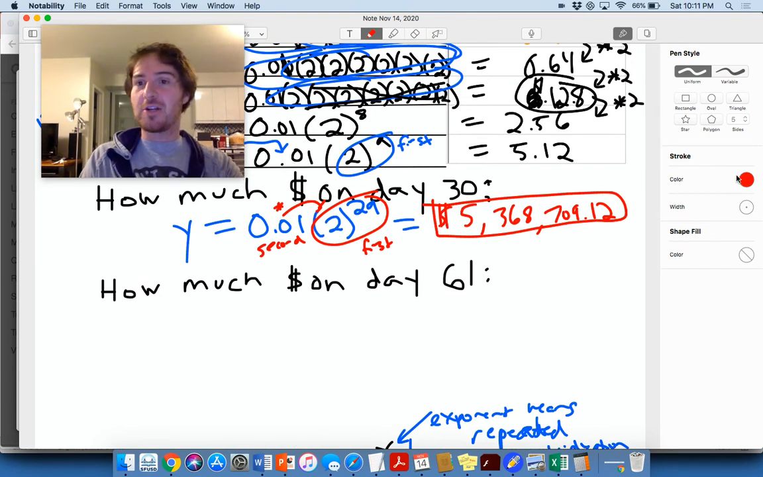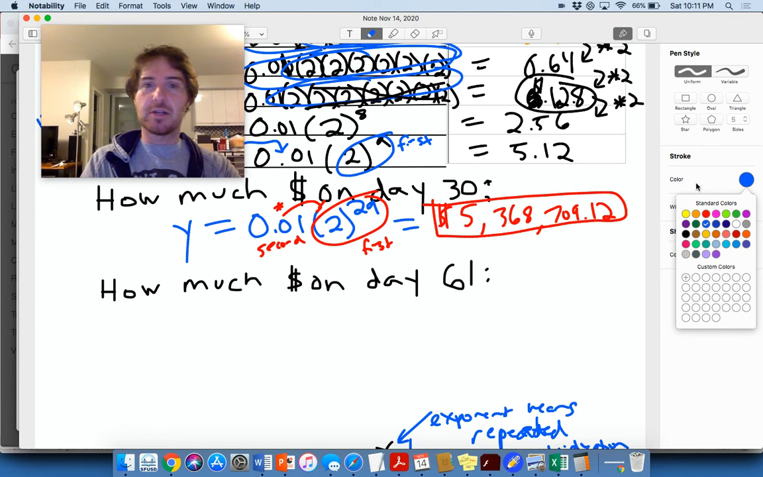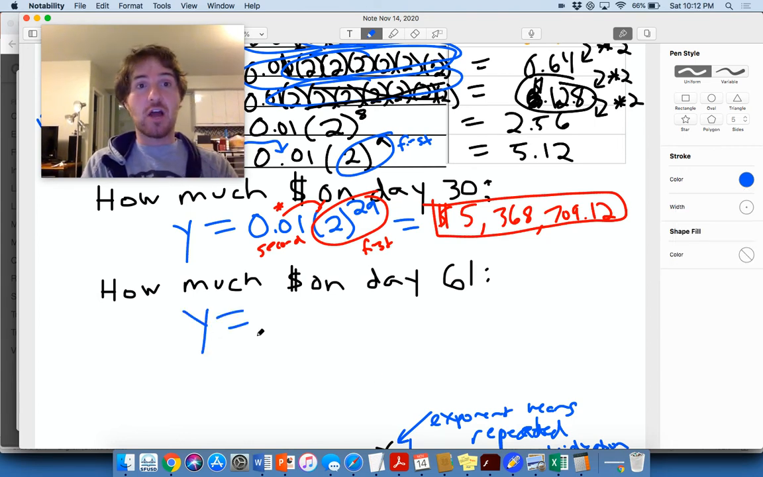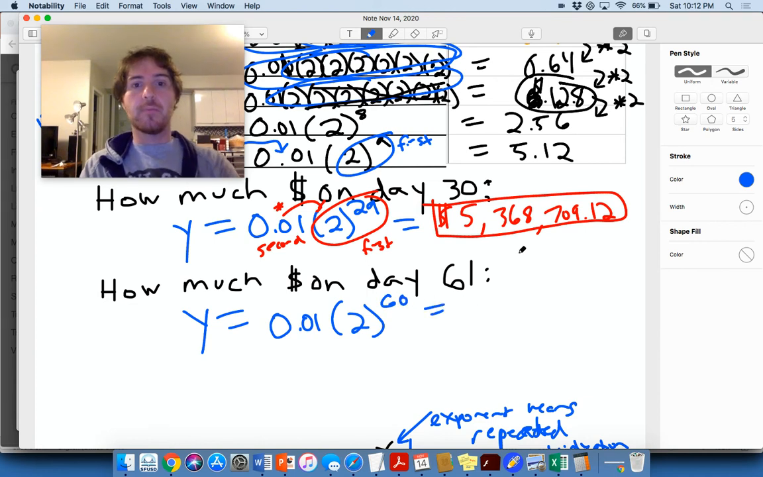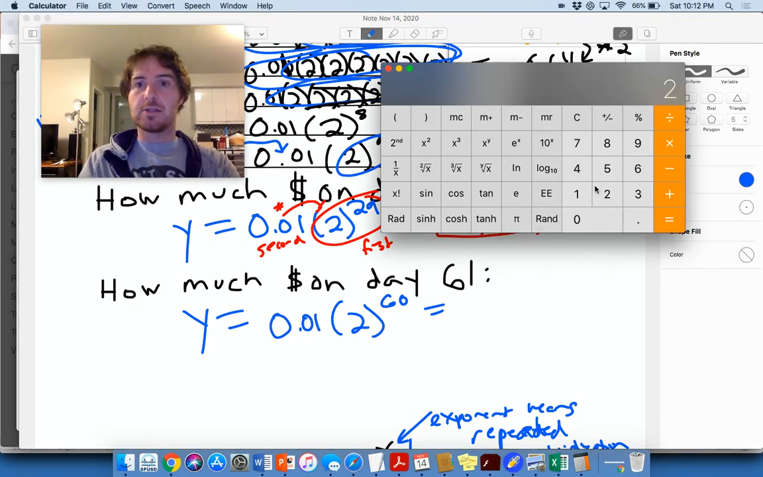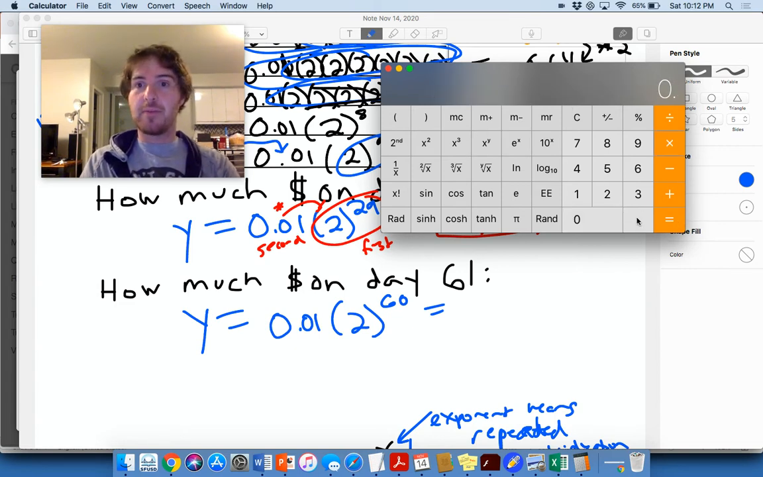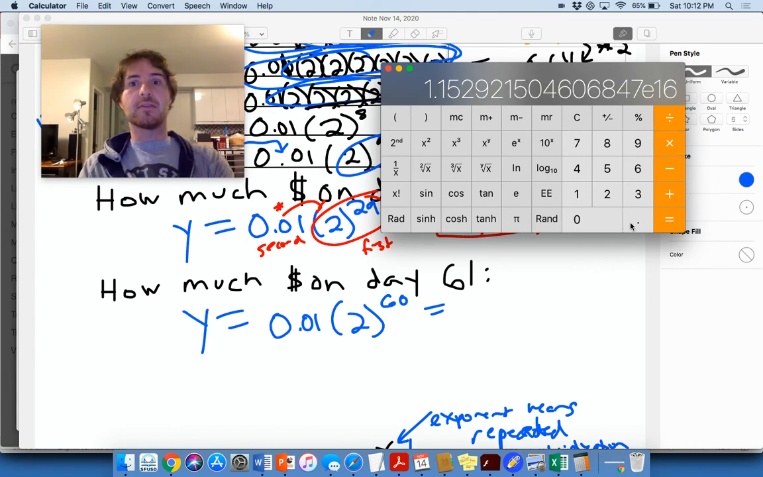Let's check this out here. How much money on day 61? We can get this day 61. So how many days have gone by since day one? 60 days have gone by. So that's all you have to do: 0.01 times 2 to the 60th power. And what we're going to get is this. 2 to the 60th power is that big old number, and then we're going to times by 0.01. And we're going to get this.